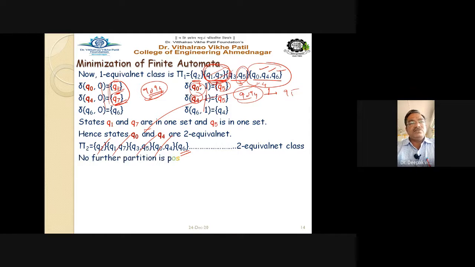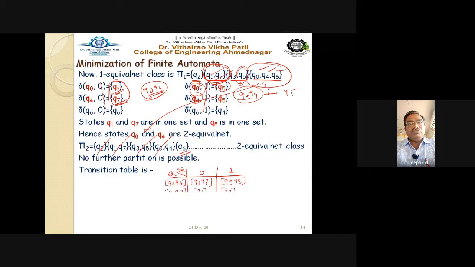So it is written here. No further partition is possible, and the transition table is written here with the states Q0 Q4. First this state is written here, Q0 Q4, then Q1 Q7, because our sequence is 0, 1, 2, 3, then 4 is already gone here, then 6, 5 is gone, 6 is written here, and 7. And Q2 is nothing but our final state.